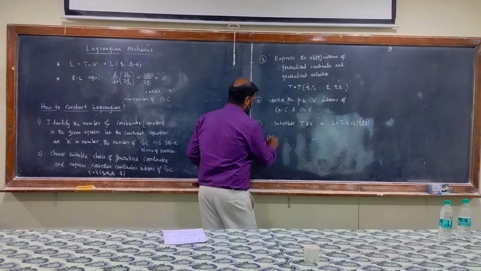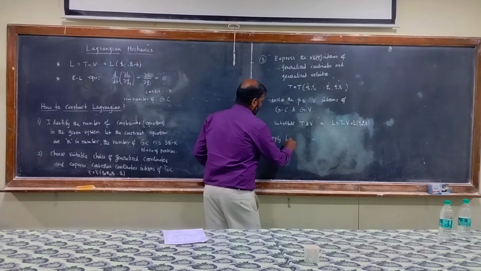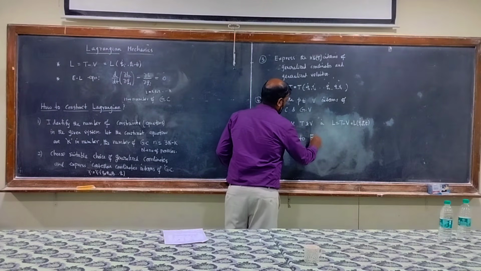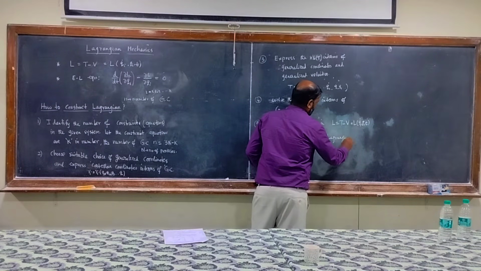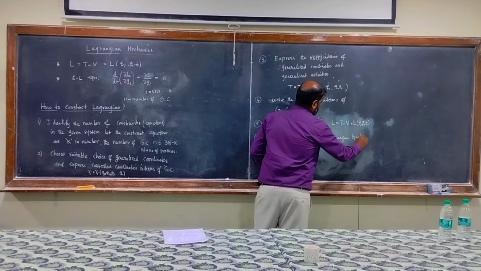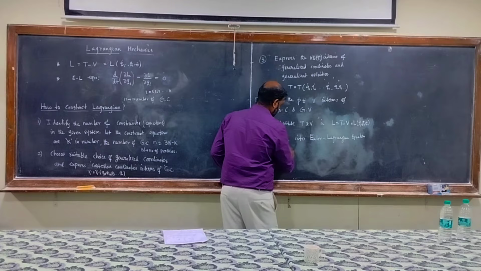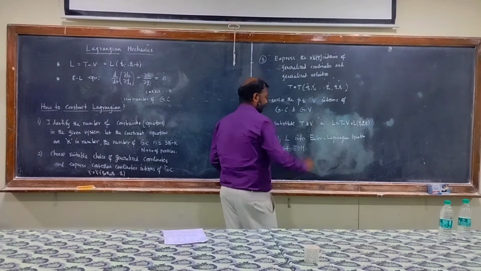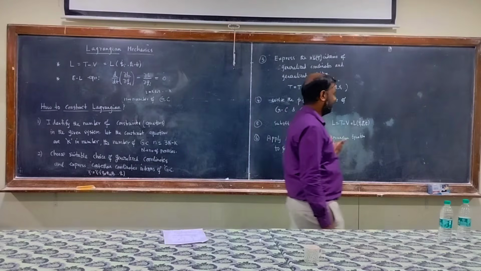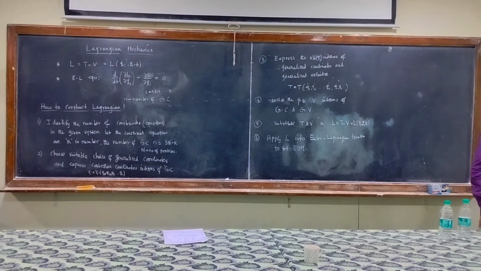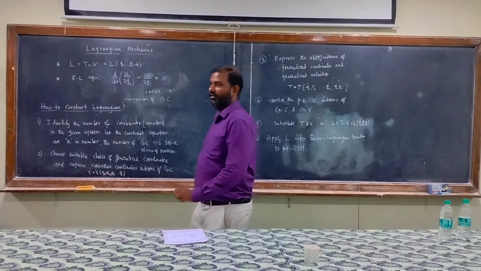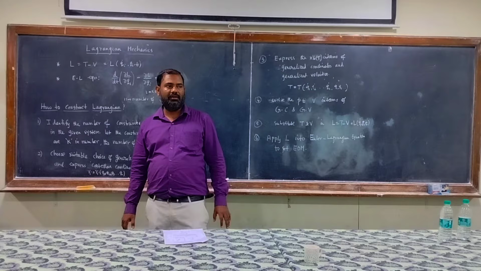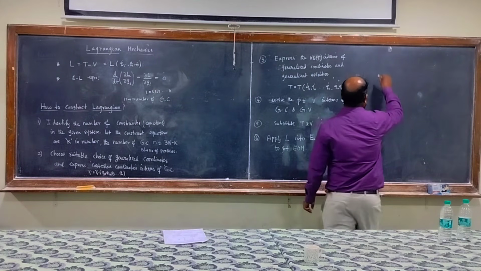The last step is to apply the Lagrangian into the Euler-Lagrange equation to get the equation of motion. Once you apply L into the EL equation, you will get the equation of motion, and then it is straightforward to solve. So these are the five to six steps, and by following them we get the result. Let me demonstrate one example.